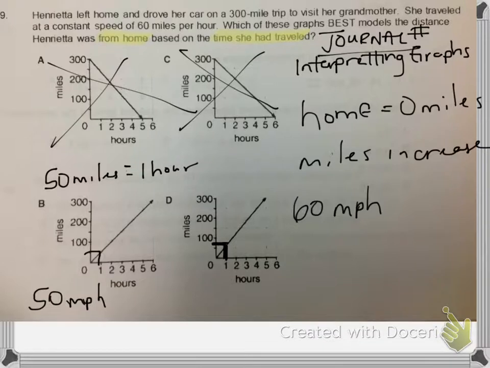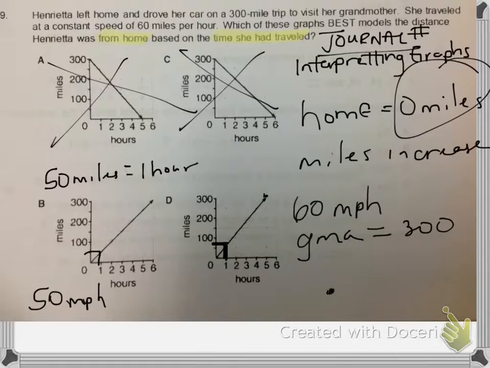First, you have to determine what does home mean. Okay, well, home means 0 miles. You go to grandma's. Grandma's is at 300 miles. So grandma's, I'm going to put GMA, is equal to 300 miles. So you're going to go from 0 when you start, drive 60 miles per hour, and then you're going to go 300 miles. So here's 0, here's 300, and you're driving 60 miles per hour, so your distance is increasing. Okay, you're just going to have to break it down like that.